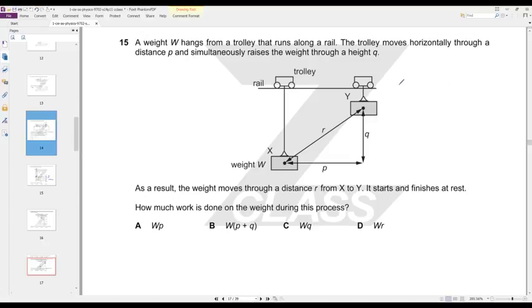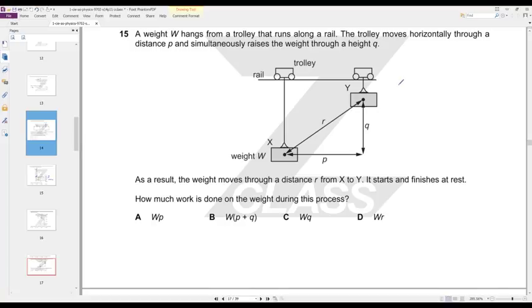A weight, W, hangs from a trolley that runs along a rail. The trolley moves horizontally through distance P and simultaneously raises the weight through a height Q.